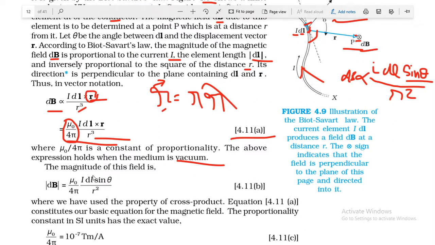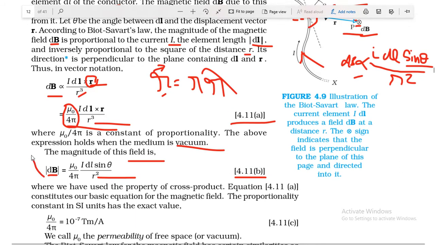The magnitude of this field is given by, so if you represent this equation in the form of magnitude, you will get dB is equal to mu naught upon 4 pi, I dl sin theta by r square. You can see this one. This one is the equation in scalar form, or it is the magnitude of this magnetic field at point P. It is represented by equation 4.11b.